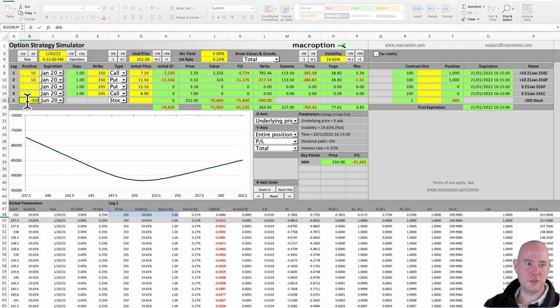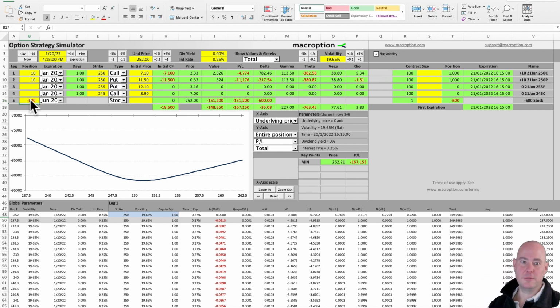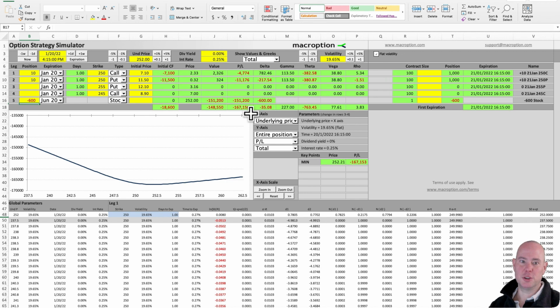I mean, I could sell 260. I'm just going to go off 300. So now I have 600 total short. I have still slightly short delta. My gamma is still positive.